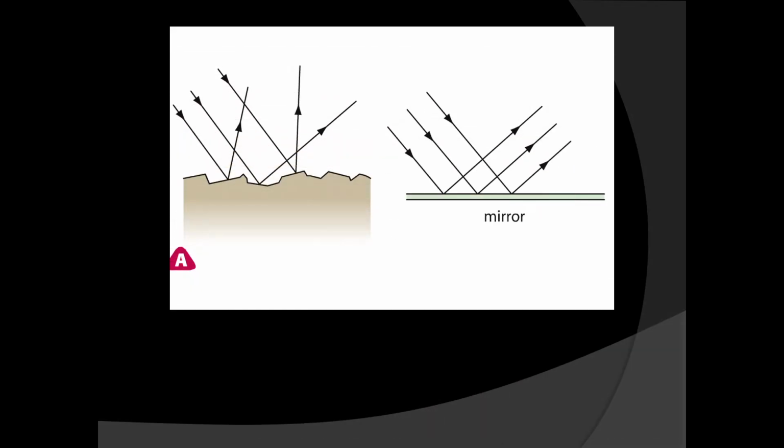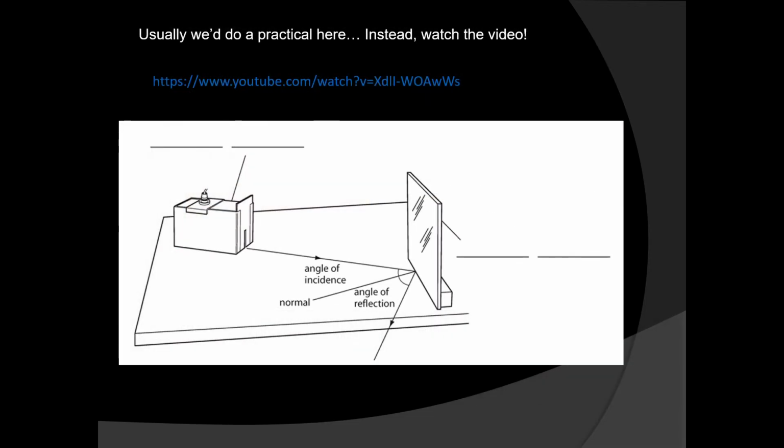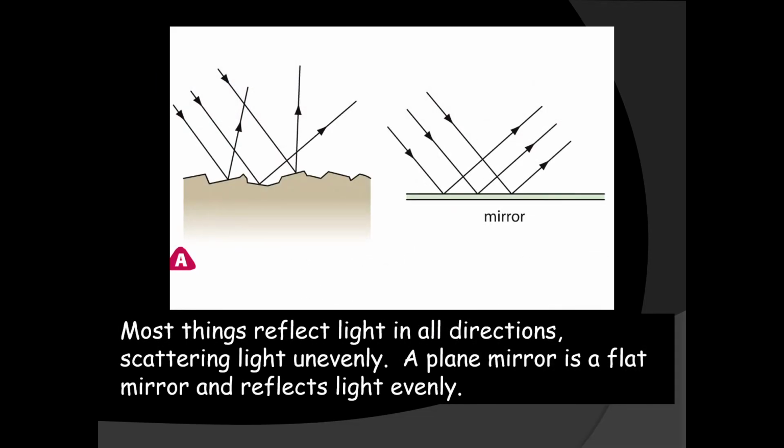So what we're going to look at today is reflection. And everything can reflect light in all directions, well, most things. Nice plain mirrors give us nice reflections we can see images in, whereas other surfaces can be quite bumpy, and that's going to spread the light in all different directions, so it scatters the light unevenly.